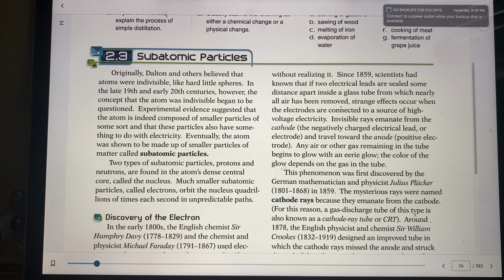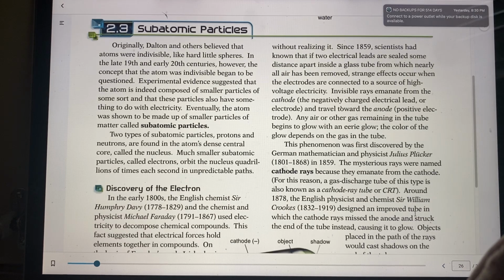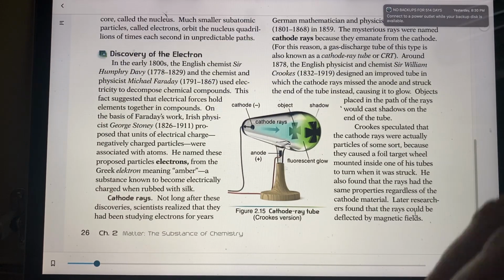So how did they discover these things? That's what we're going to talk about in this section, the discovery of these subatomic particles. We're going to start with the electron.